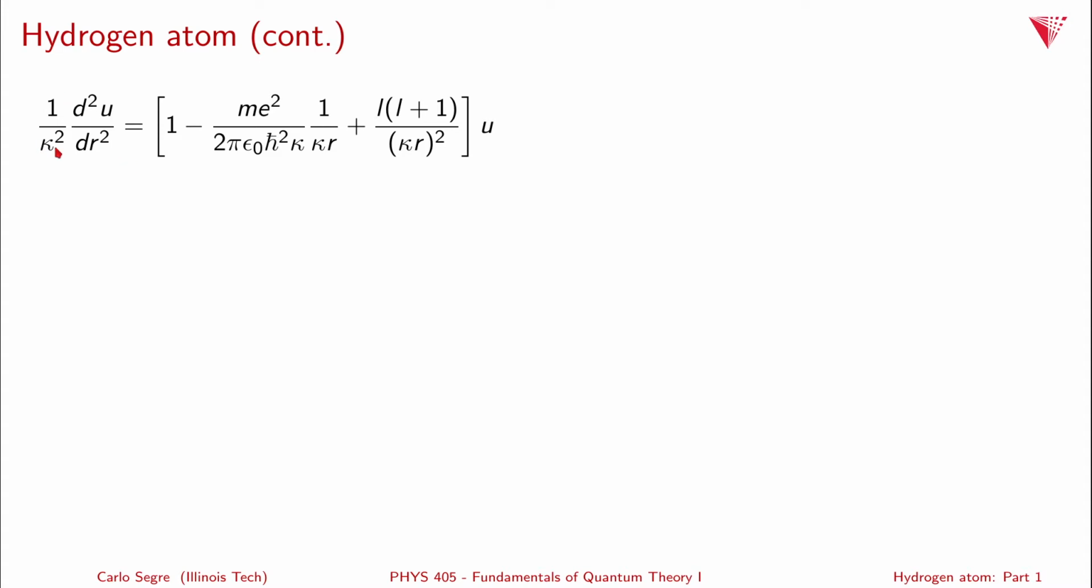1 over kappa squared times d squared u dr squared is equal to 1 minus m e squared over 2 pi epsilon naught h bar squared kappa times 1 over kappa r, so there's a kappa squared there, plus l times l plus 1 over kappa r quantity squared, times u. If you notice, what we've done here is we've grouped a kappa and an r together in all these cases. So here we have kappa r, here we have kappa r quantity squared, and here we have dr squared and a kappa squared along with it.